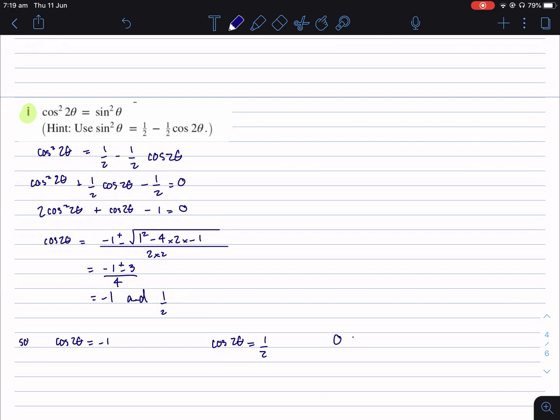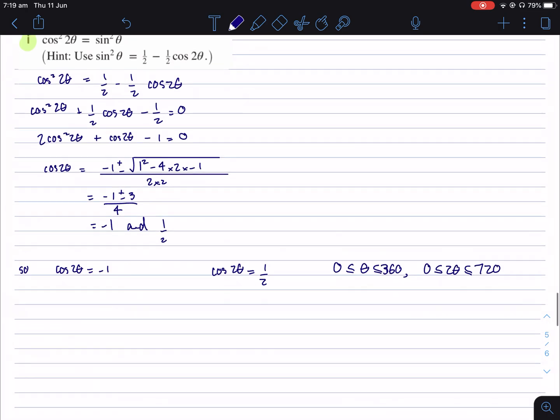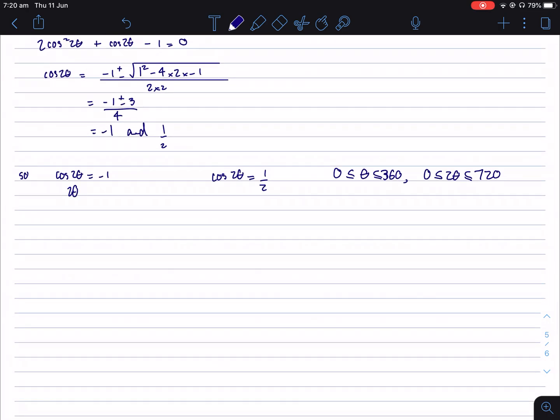Now we're going between 0 less than or equal to theta less than or equal to 360. So we've got 0 less than or equal to 2 theta less than or equal to 720. So we're going to have to go around twice for these. So 2 theta equals, now cos is negative 1 at 180. And it's going to also be 540, which means theta is going to be 90, 270.